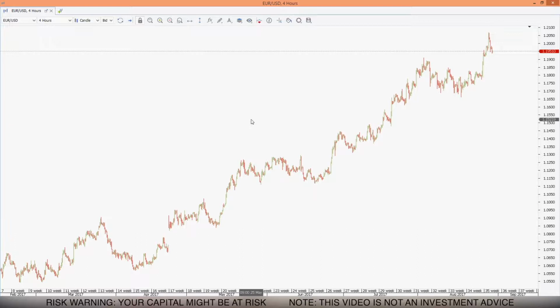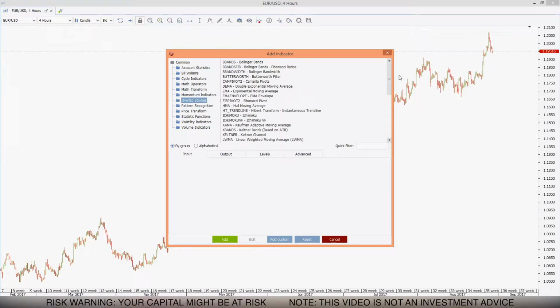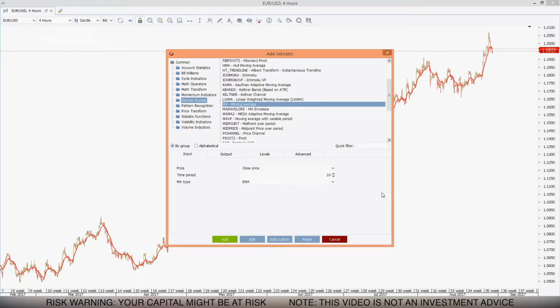On any trading platform, be it the MetaTrader or the platform from your binary options broker, it is impossible not to have a moving average. So in this case, we go to find the moving average. We go on indicators, add indicator, we go under the overlap studies, and let's scroll down a bit. MA, moving average. On the MetaTrader, for example, you can find it under the trend indicators. Every trading platform has it.